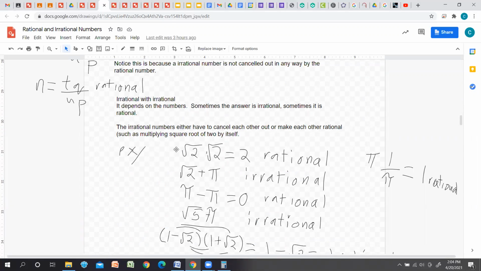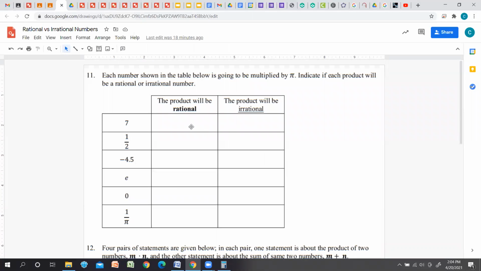So, that's about it. Just to go back to the assignment, each one is asking, if I multiply this number by pi, will the answer be rational or irrational? So remember, pi is an irrational number, so just think about the rules and check your answers here.